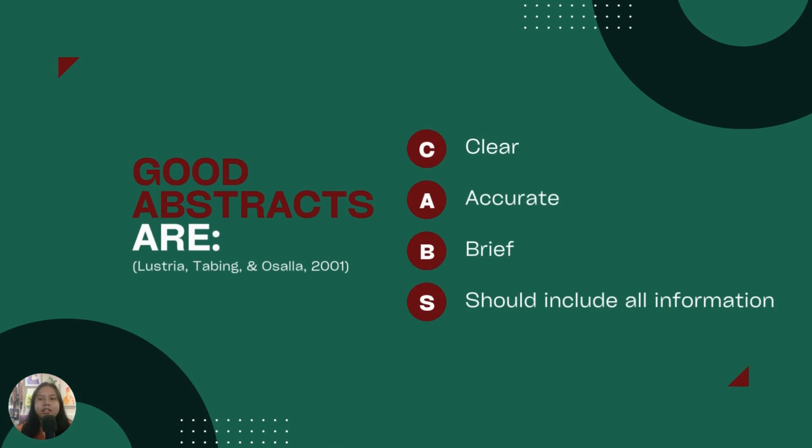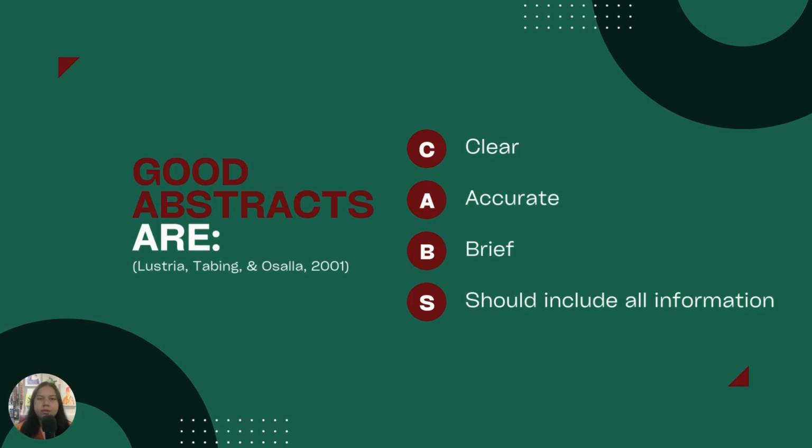These qualities of a good abstract may be encapsulated in this abbreviation: C, A, B, and S, where C stands for clear. That means all the information that you wish to give is easily comprehensible, leaving no room for ambiguity within the abstract. A is for accurate, of course, to ensure that all the information in the abstract given is correct. B, most importantly, is for brief.